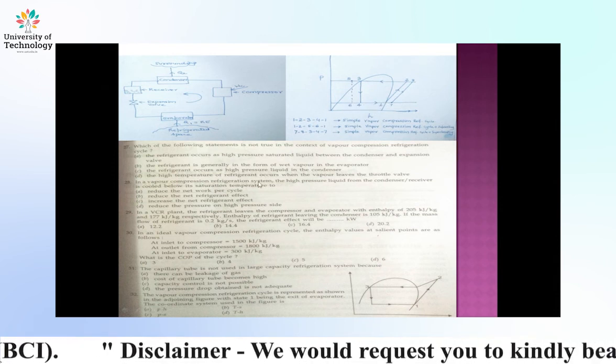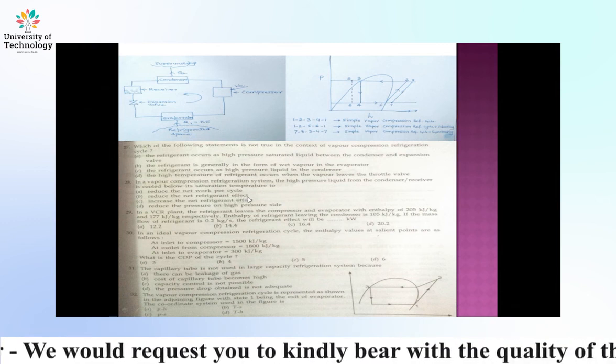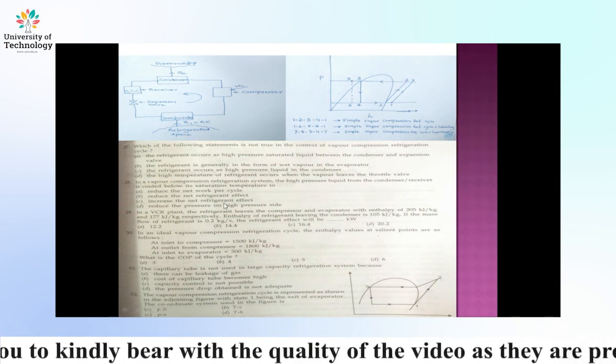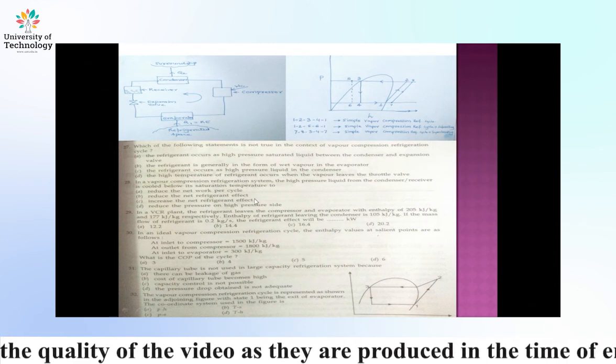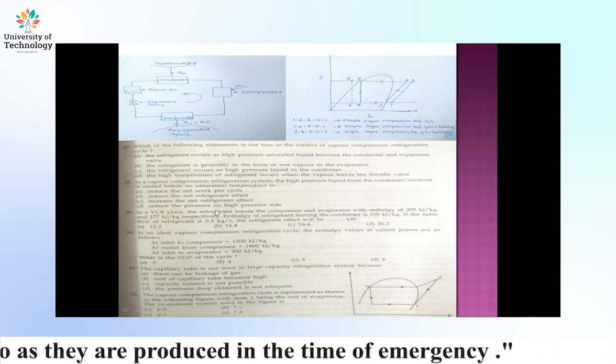Subcooling increases the net refrigerant effect. This is true. Reduce the pressure on the high pressure side: there is no change in the pressure. So option C is correct for this question.